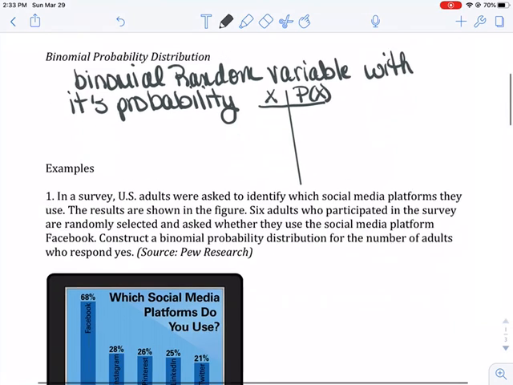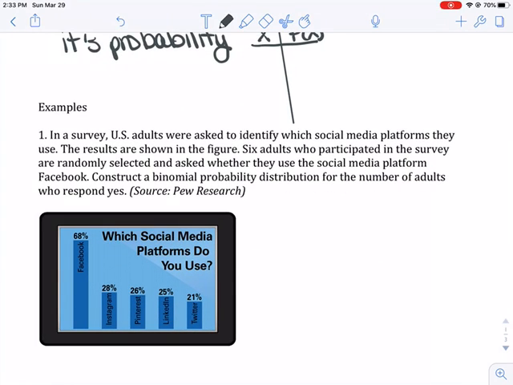All right, so let's take a look at an example. In a survey, U.S. adults were asked to identify which social media platform they use. The results are shown in our figure here. 6 adults who participated in the survey were randomly selected and asked whether they use social media from Facebook, the old people one. Construct a binomial distribution for the number of adults who responded yes.